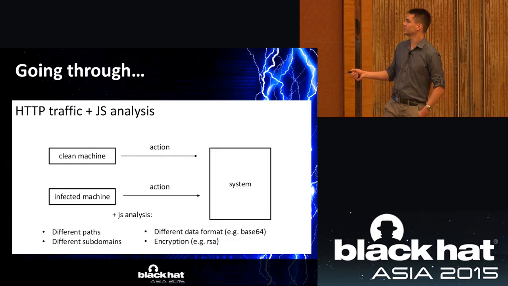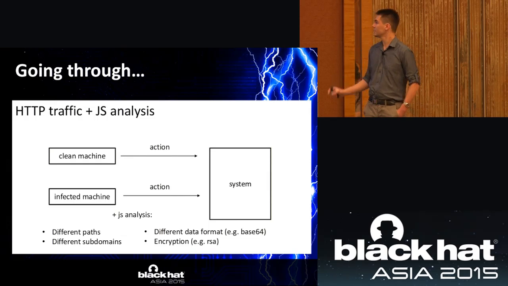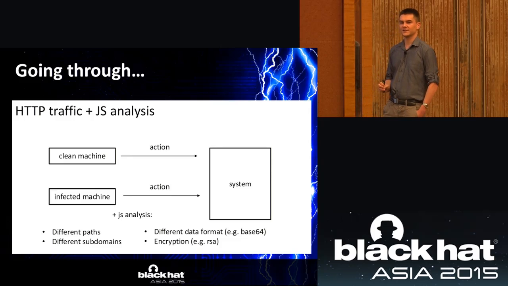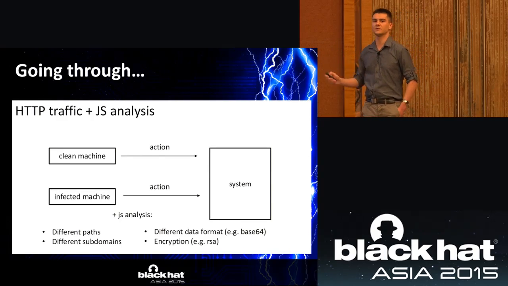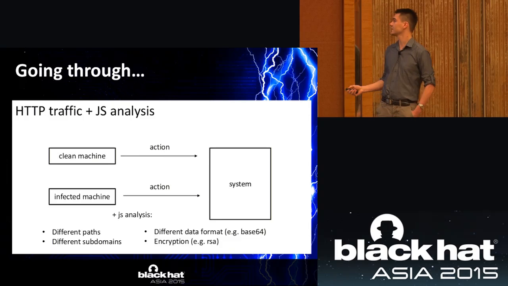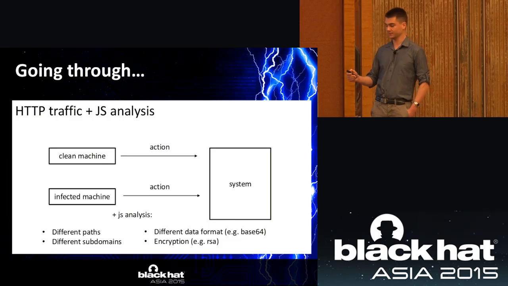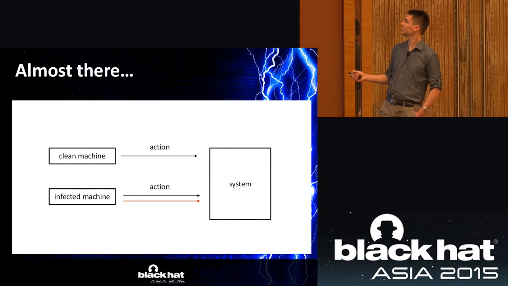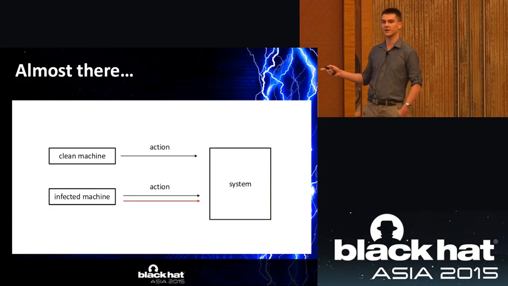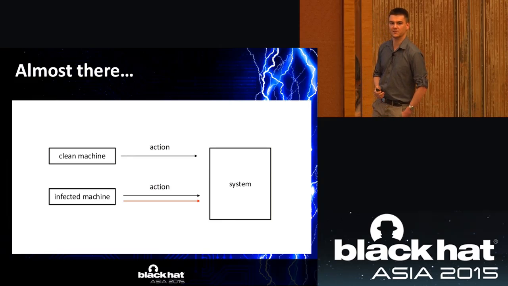On the infected machine, there are some different paths, there are some different subdomains, some very strange data format, base 64, and in this base 64 we found some encryption, which was actually RSA encrypted data. The public key was in the JavaScript. And we found this. Additional HTTP requests which were going only from infected machines, not from clean machines. And we wanted to bypass this solution.